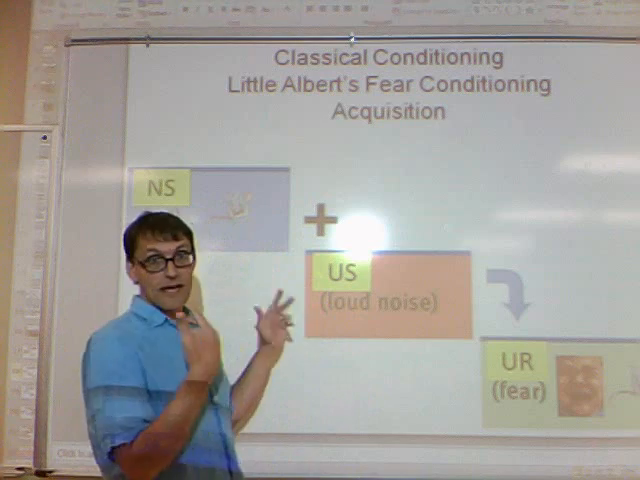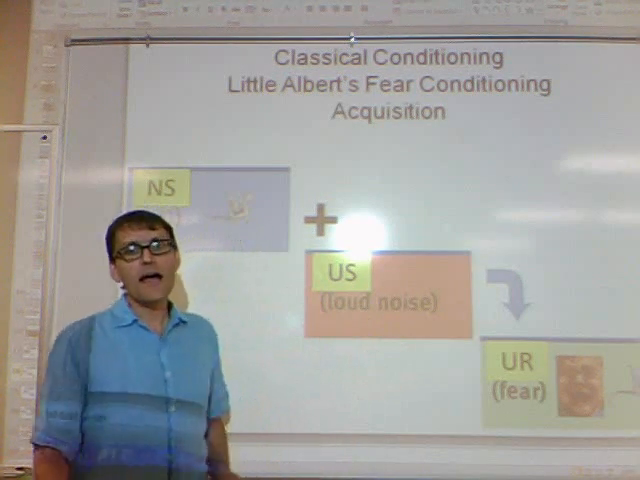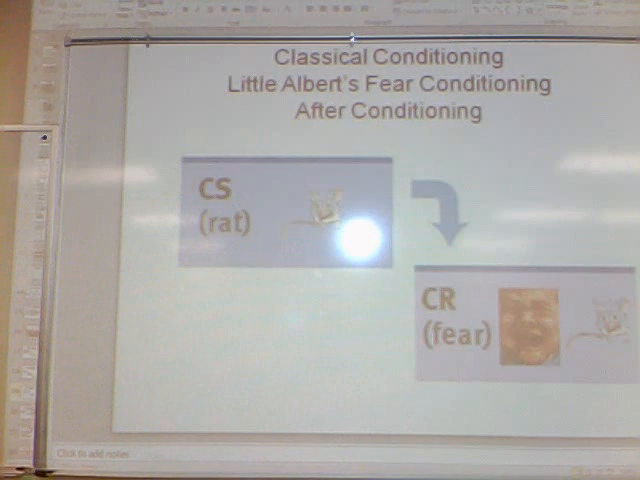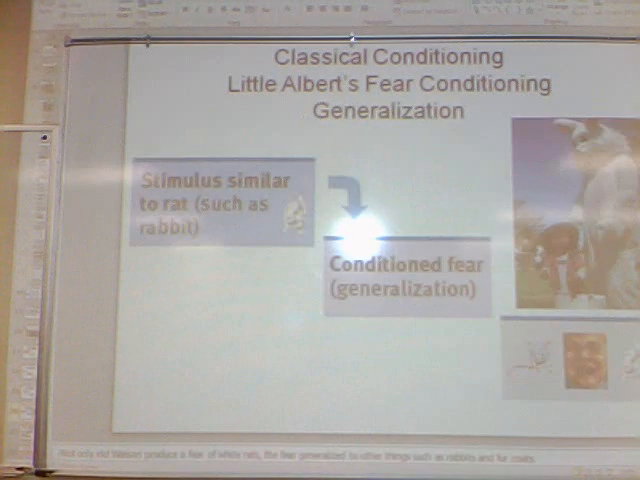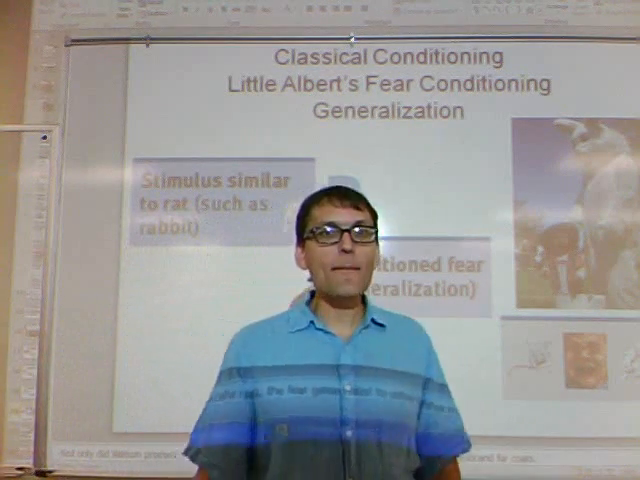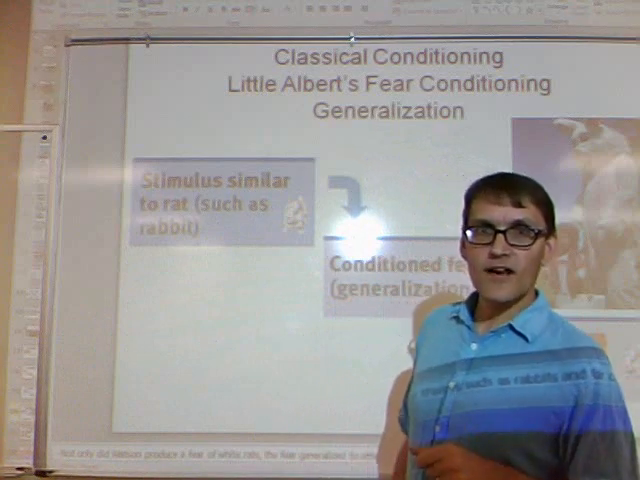That's dogs and drooling. That's Dave Myers and his freaky girlfriend. It's just who we are. Now, this is interesting. However, what's even more interesting is that Albert was now also afraid of rabbits. Rabbits, you say? Yes, also afraid of rabbits.